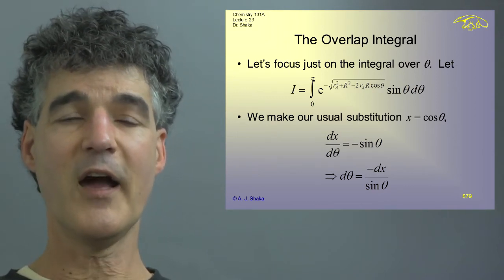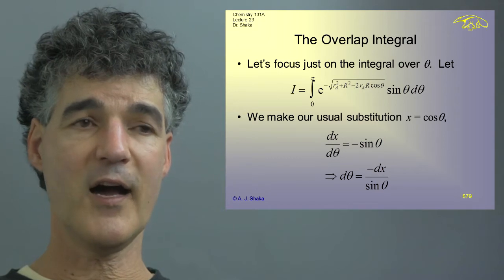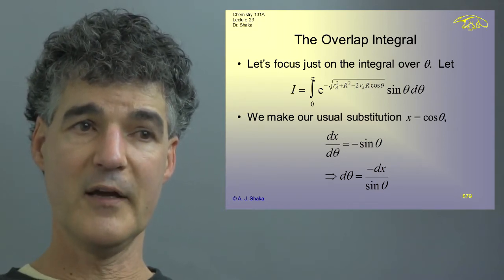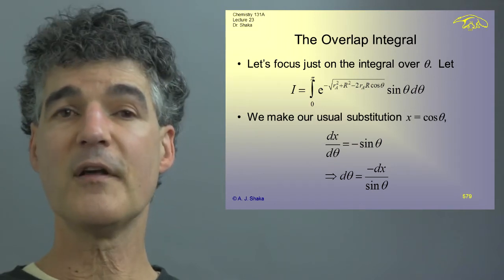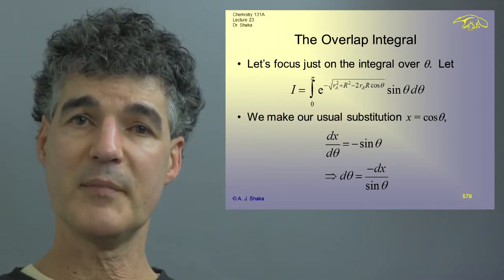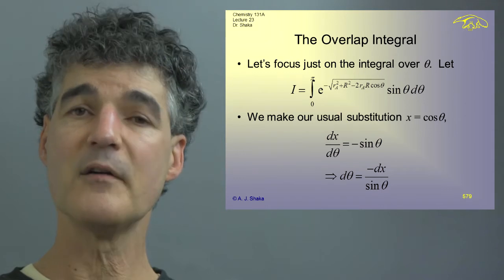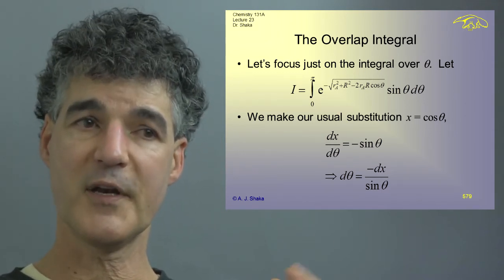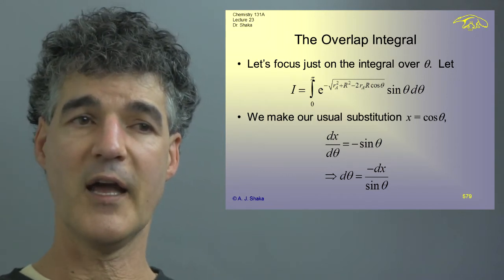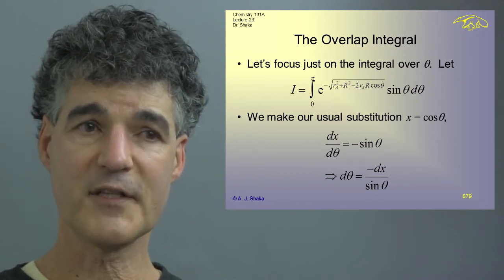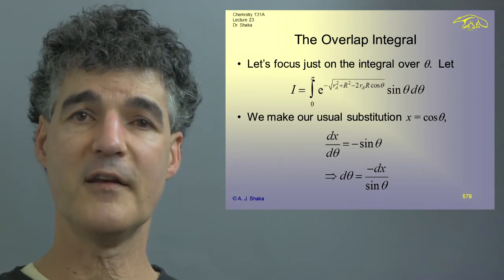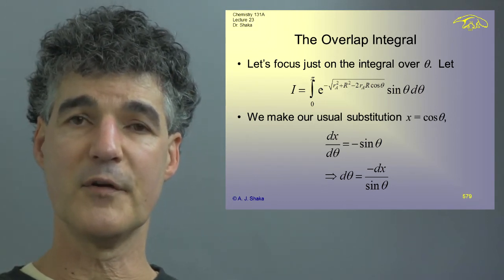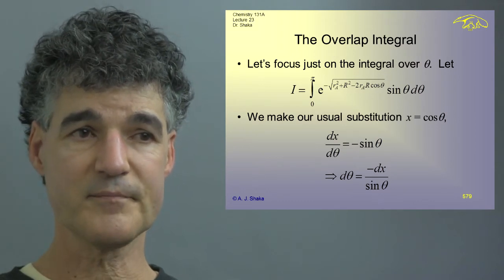Let's then write capital I here to be the integral from 0 to pi of just e to the minus, well, we don't have to worry about r sub a because that has no dependence on theta. We're going to integrate that later. So we just have to do this one exponential of this square root, as I've written here on slide 579, times sine theta d theta. Remember, the sine theta comes in from doing spherical coordinates.